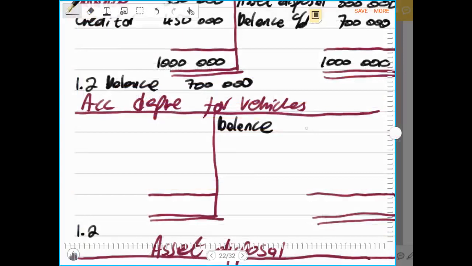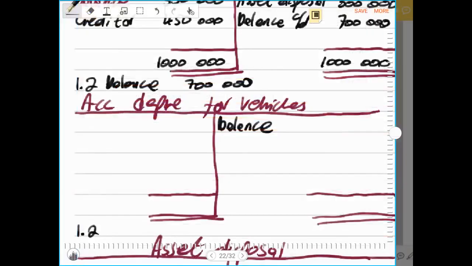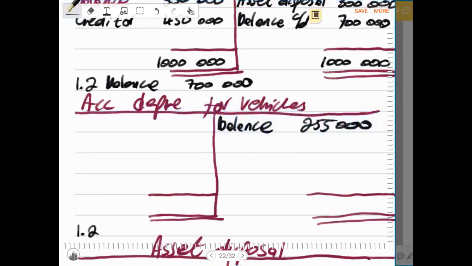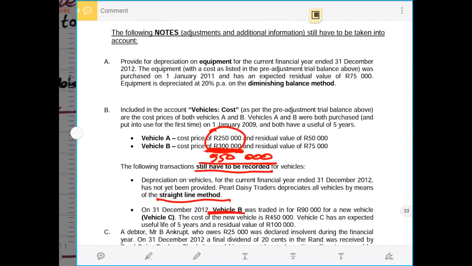So now we record that, 255,000, yes, 255,000 rands, as an opening balance. Remember that 255,000 rands is the total of all the depreciations for motor vehicle A and vehicle B from the date that they were bought until the end of the year 2011, and that became an opening balance. So now we need to account for the depreciation for the current year, because we were told that depreciation for the current year on vehicles has not yet been accounted for.